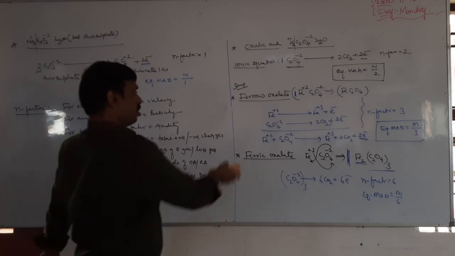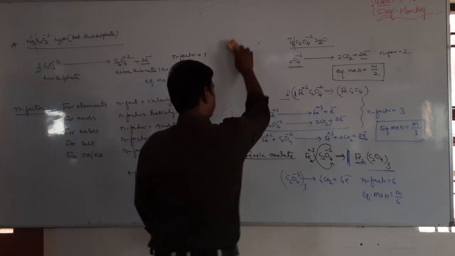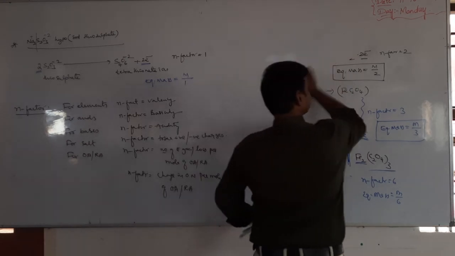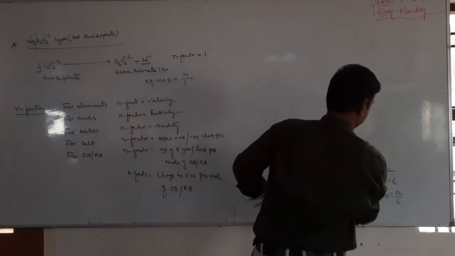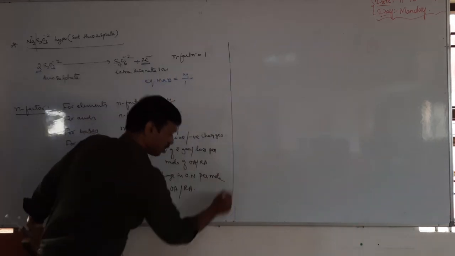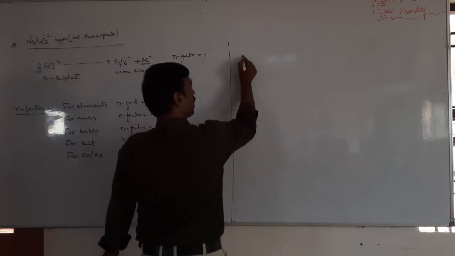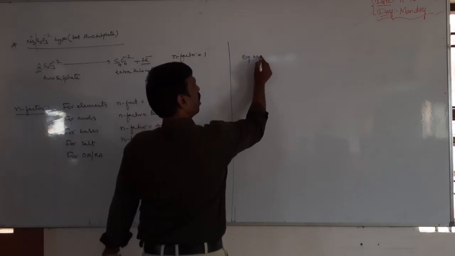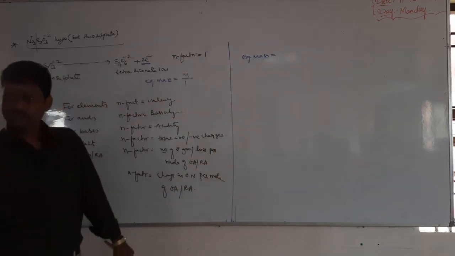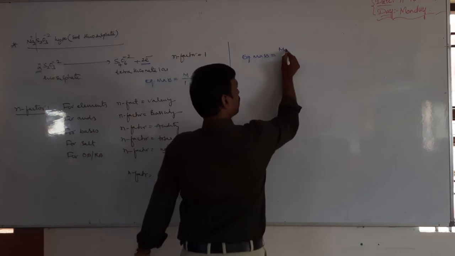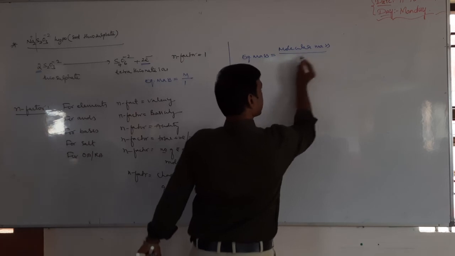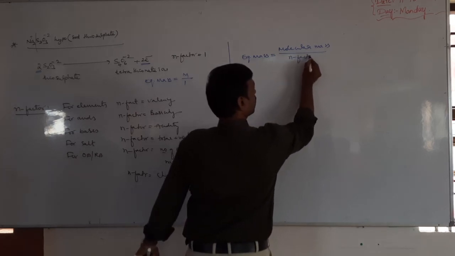So therefore, what is the general equation, or common equation, for equivalent mass? By considering all these things, we can write that the equivalent mass of any element, acid, base, salt, whatever it is, equals molecular mass divided by what we can write? N factor.